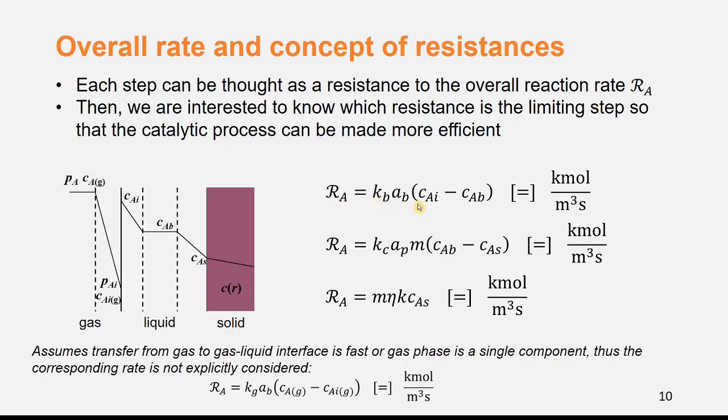So our driving force for absorption is CAI minus CAB, and the resistance is 1 over kBaB. For external diffusion, the driving force is CAB minus CAS, and the resistance is 1 over kCaPm. And for internal diffusion and reaction, the driving force is CAS minus 0, although we don't write the 0. And the resistance is 1 over m eta k.